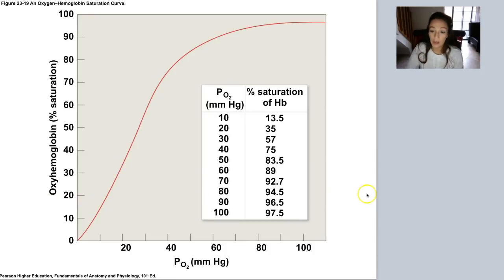So here we have another graph. This is really showing the same thing. It might look a little bit simpler, and it has some values on the side here. I think I like the other one better, but let me just show it to you briefly. Same thing: when the partial pressure of oxygen is 40 millimeters of mercury, this is in our deoxygenated blood in most of our veins.